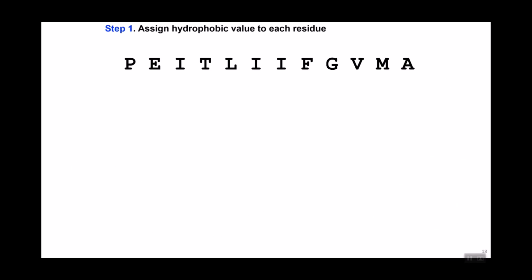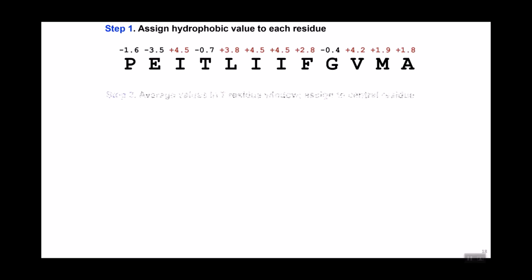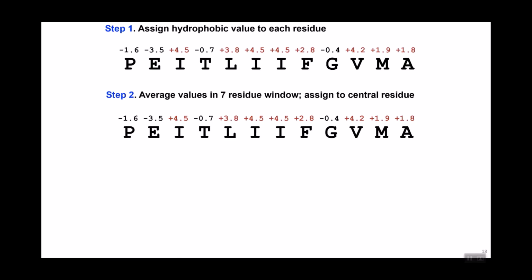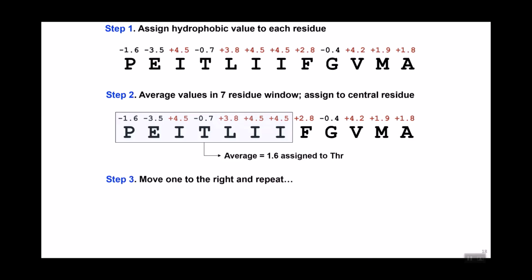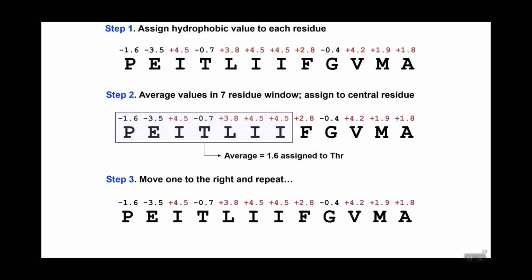You would write out the hydrophobic score for each amino acid from the Kyte-Doolittle hydropathy scale. You'll then choose a window of, say, 7 amino acids, and then add up each value and divide by 7. You would then assign that number to the central amino acid, in this case threonine, and that would be the number that you would plot on the y-axis, where your x-axis number would be 4. We then move the window one position to the right, and recalculate the average hydropathy index and plot it for the fifth amino acid, leucine.